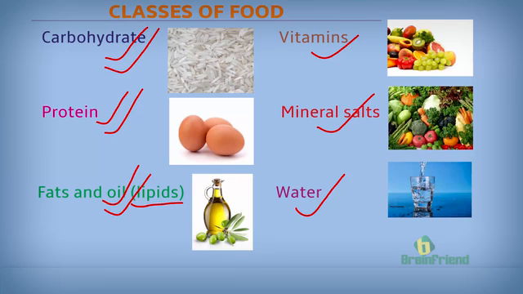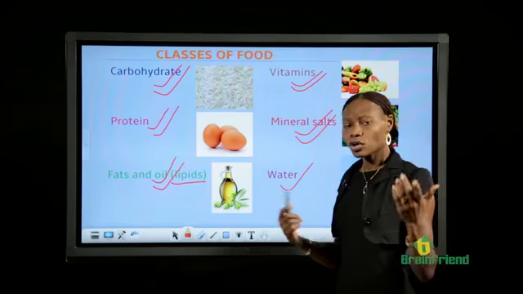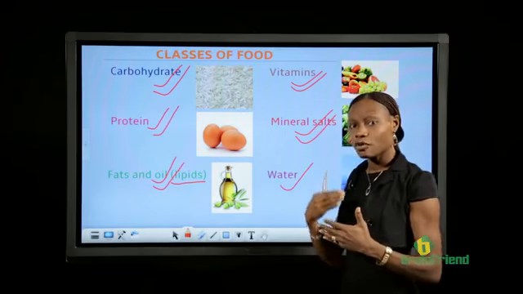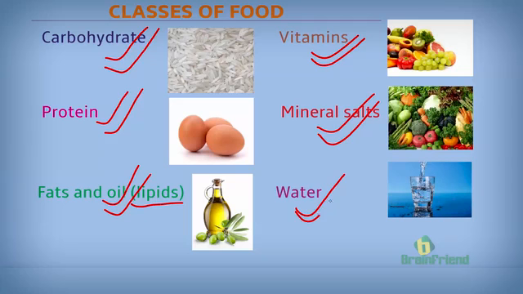Fats and oil also serve to give us energy. The vitamins help boost your immune system. The mineral salts have different functions, one of which is that it helps in the formation of blood. Water, as we know, helps rehydrate you so you feel good. It also helps remove waste from your body.